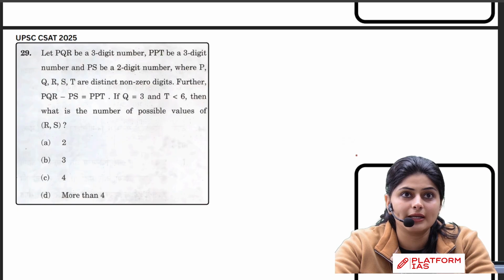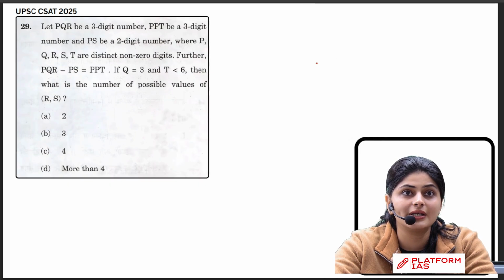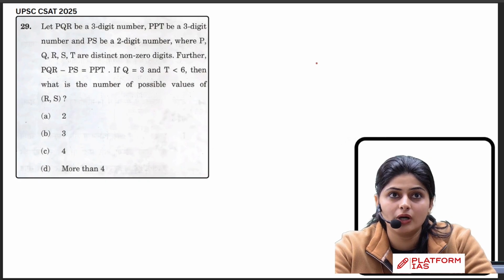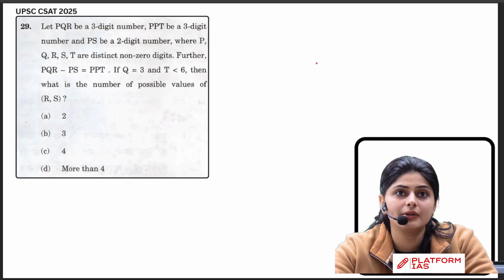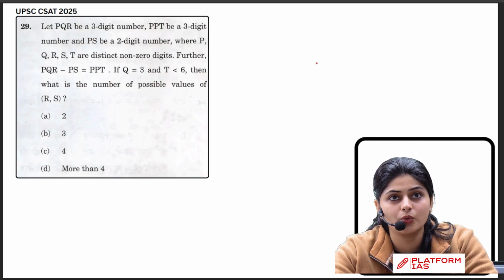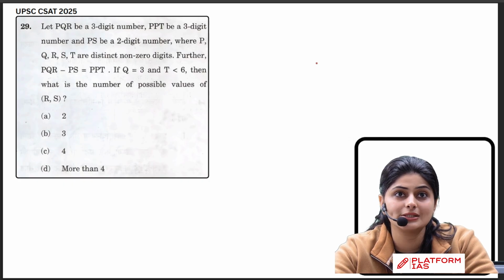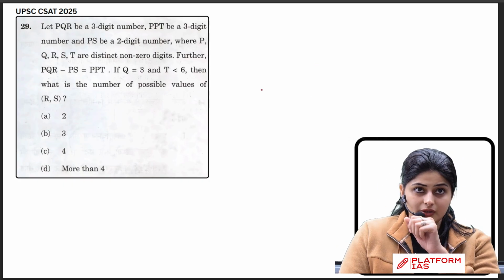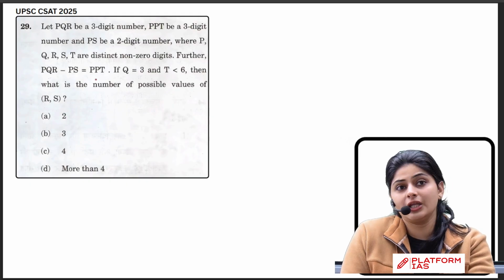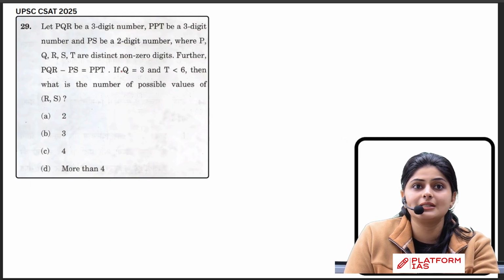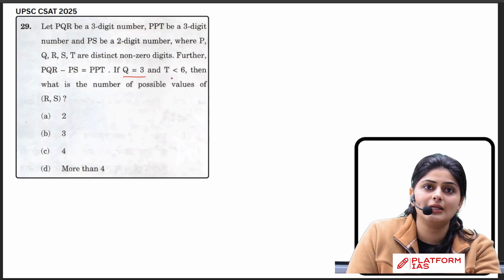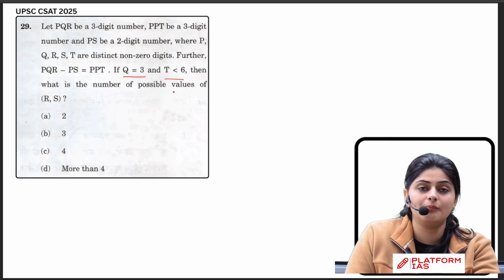Now moving to the next one, let's read the question. Let PQR be a 3-digit number, PPT be a 3-digit number and PS be a 2-digit number where P, Q, R, S, T are distinct non-zero digits. Further, there is a relation given between PQR, PS and PPT. If Q equal to 3 and T is less than 6, then what is the number of possible values for R and S?